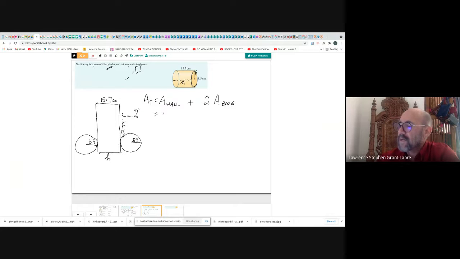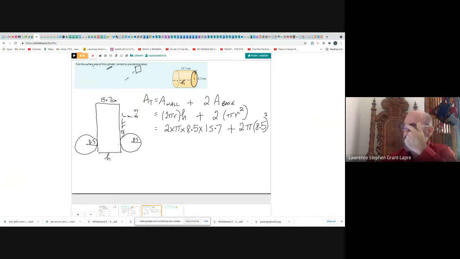The wall is a rectangle, so it's length times width. So that's 2 pi r times h. And 2 circles, and so that's 2 pi r squared. We substitute 2 pi, the radius is 8.5, the height is 15.7, plus, now 2 circles, pi times the radius squared.